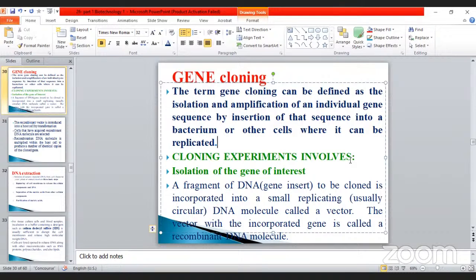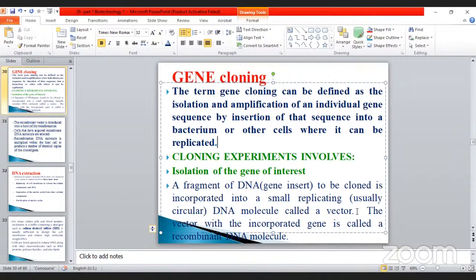That gene must be isolated from the other organisms. A fragment of DNA, otherwise called a gene insert, to be cloned is incorporated into a small replicating DNA molecule, usually circular in manner, that is called a plasmid. The DNA molecule is called a vector.